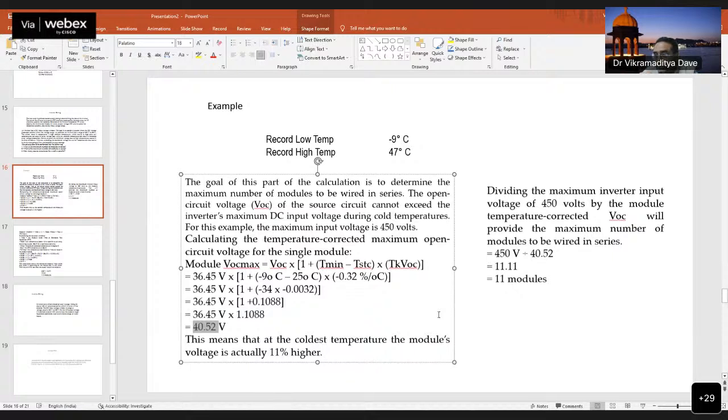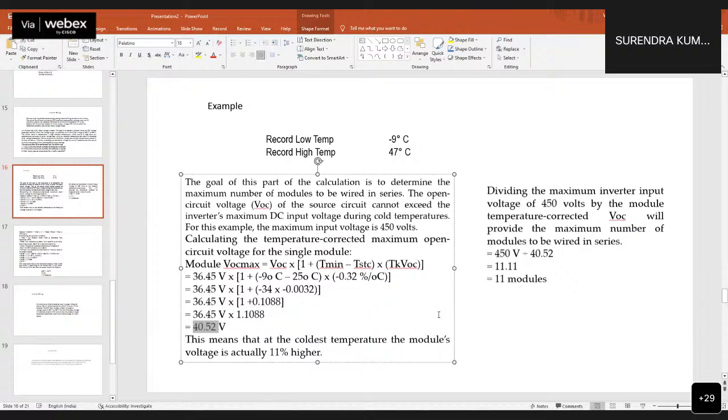Dave, I have a question. Yes, sir. In this, we are calculating the open circuit voltage maximum by using the temperature minimum and TSTC. So the temperature T minimum or T maximum, should it be the module temperature or ambient temperature?